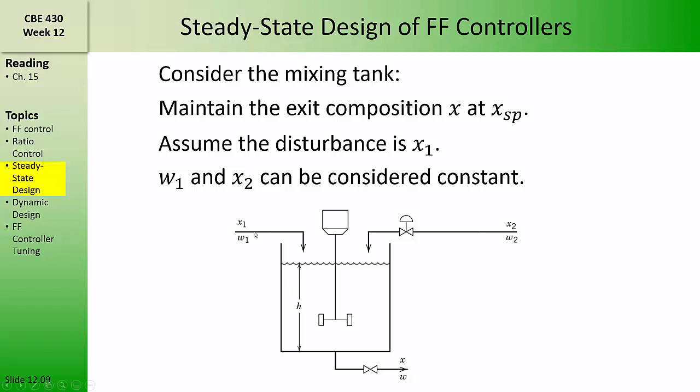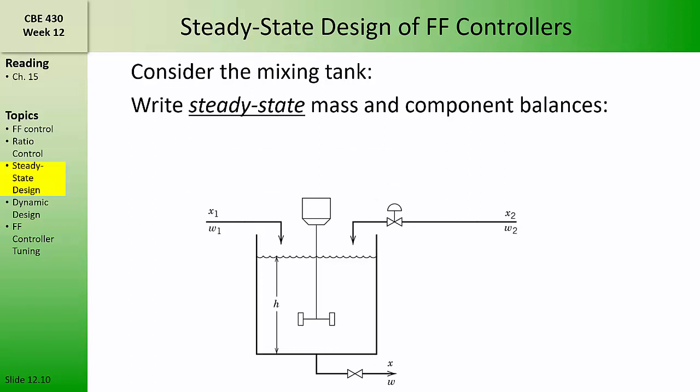The objective of this operation is to maintain the effluent concentration X at some set point XSP. We'll assume that the composition of incoming stream 1, X1, is a disturbance, that W1 and X2 can be considered constant, and that W2 is our manipulated variable. We can begin by writing steady-state mass and component balances for the level in the tank.